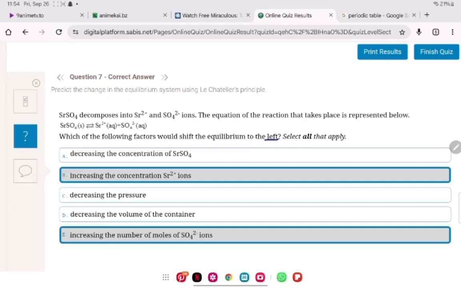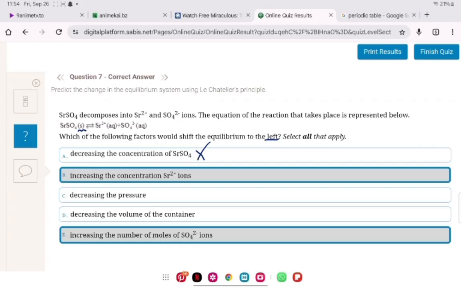Okay, for this question, it's asking which of the following factors would shift the equilibrium to the left. So we have to look at the statements and pick which one would make the equilibrium shift to the left. Decreasing the concentration of SrSO4: since this is a solid, and we said solids and liquids cannot affect equilibrium, this cannot work. So decreasing or increasing the concentration of SrSO4 will not affect equilibrium whatsoever.